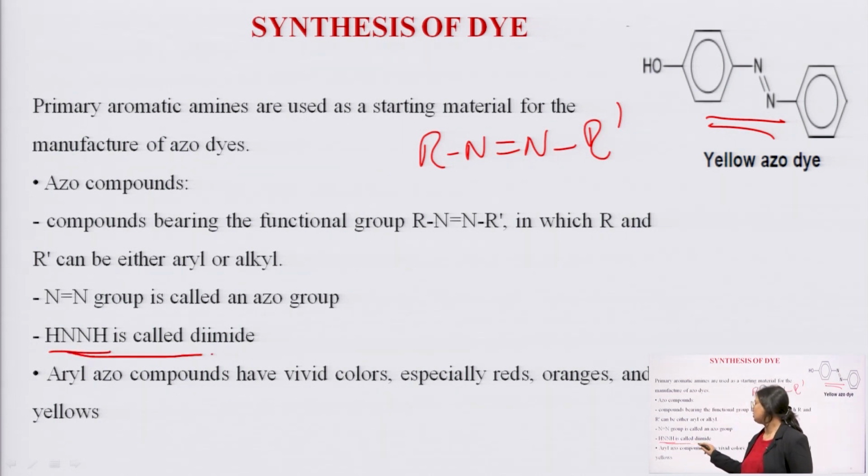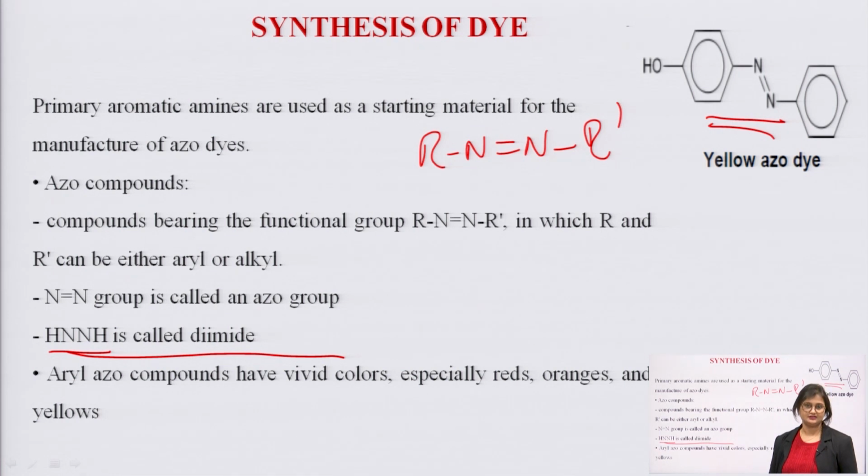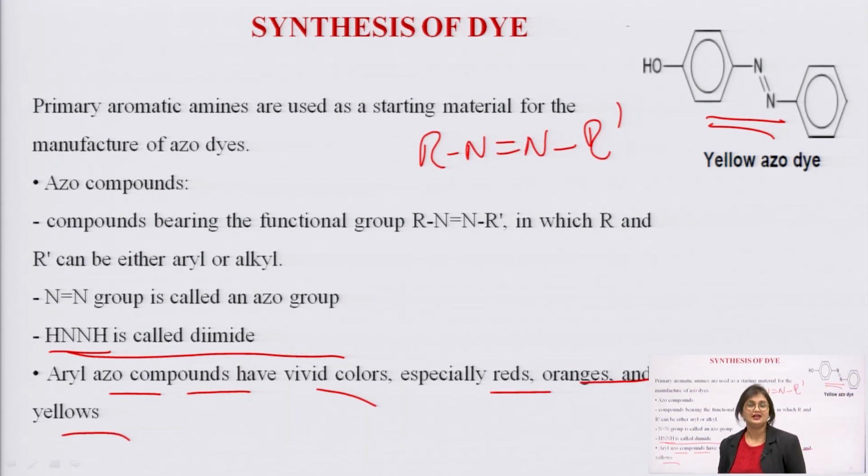NH group is also called as diimides. Aryl azo compounds have vivid colors. The most important use of these aryl azo dyes is that they have a vivid, wide range of colors, especially red, orange and yellows. Hence, they find use in a lot of industries, right from coloring agent to the textile industries.